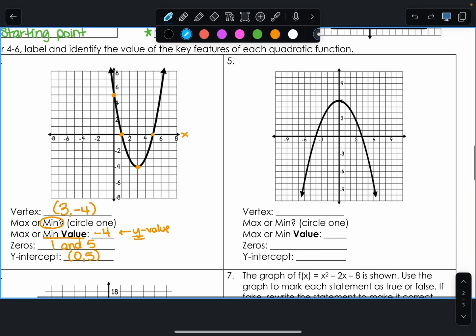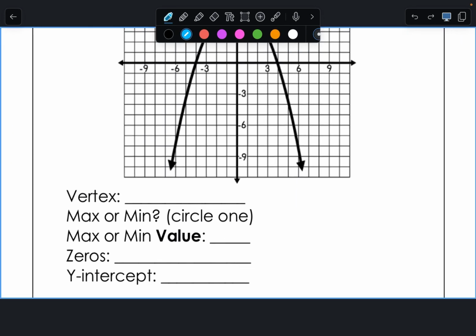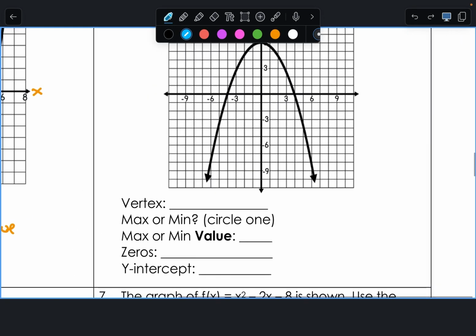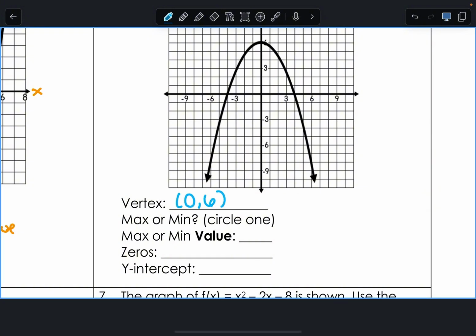Number 5. What is the vertex? 0, 6. It is a maximum value because it is a high point. What is the max value? 6. What are my zeros? -4 and +4. What is my y-intercept? 0, 6. Fun fact, yes, the vertex and the y-intercept can be the same.